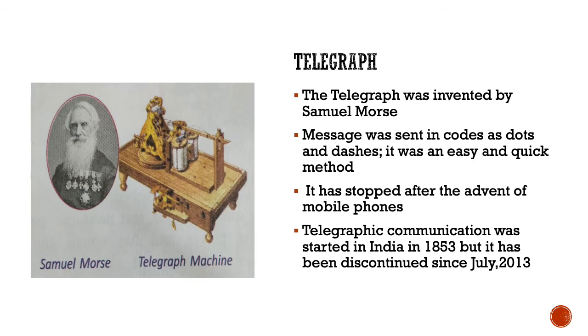We move to telegraph. The telegraph was invented by Samuel Morse. Through the telegraph, a message can be sent within a short time to a person in any part of the world. The message is sent in the form of codes. And what are these codes? Codes consist of dots and dashes. With the invention of telegraph, sending and receiving messages had become easier and quicker. You can see the telegraph machine put there, and using this machine, messages were sent in the form of dots and dashes. They were codes which could be deciphered by the receiver.